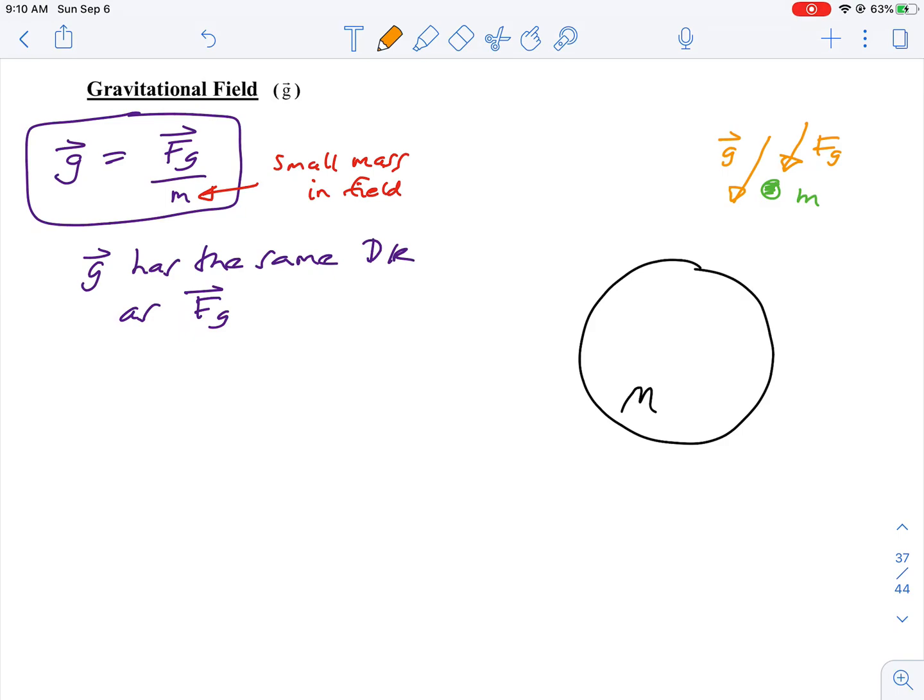Okay, so that's how we figured out mathematically as physicists, based on that equation. G has the same direction as Fg on a small mass in the field. Okay, good. That's our first thing.